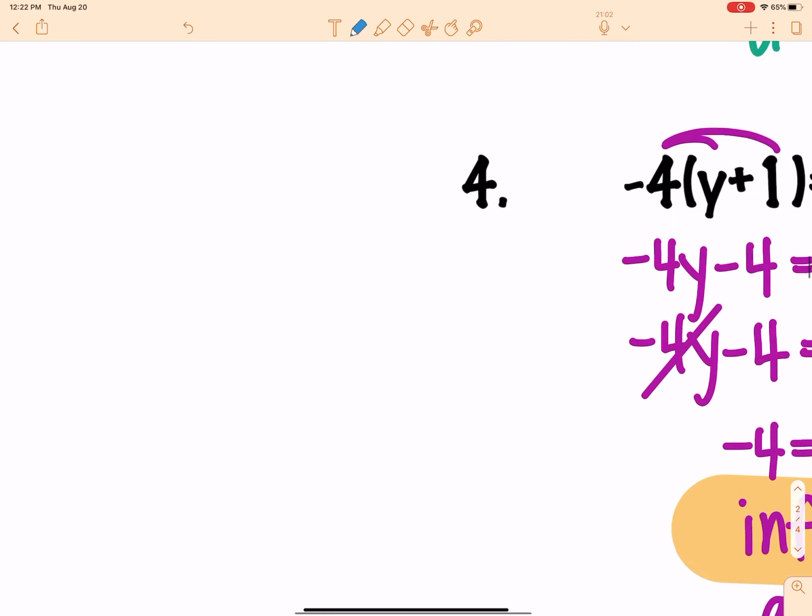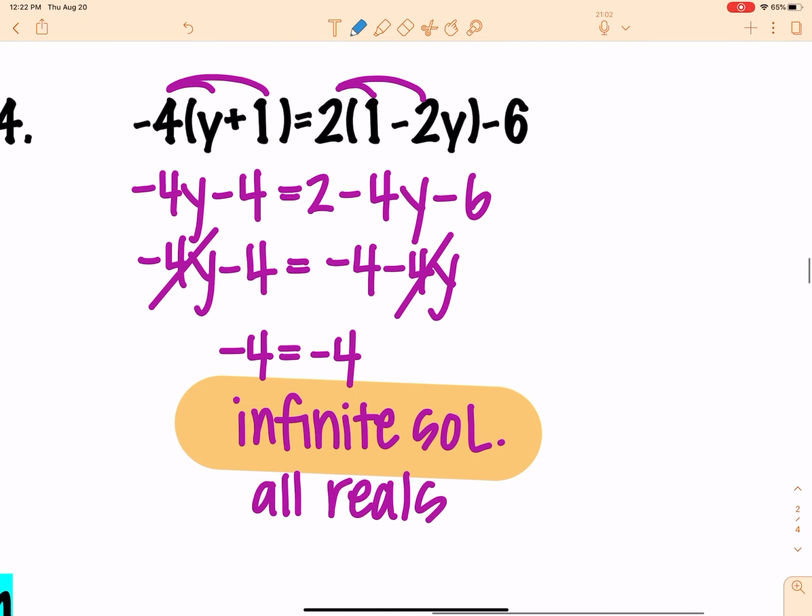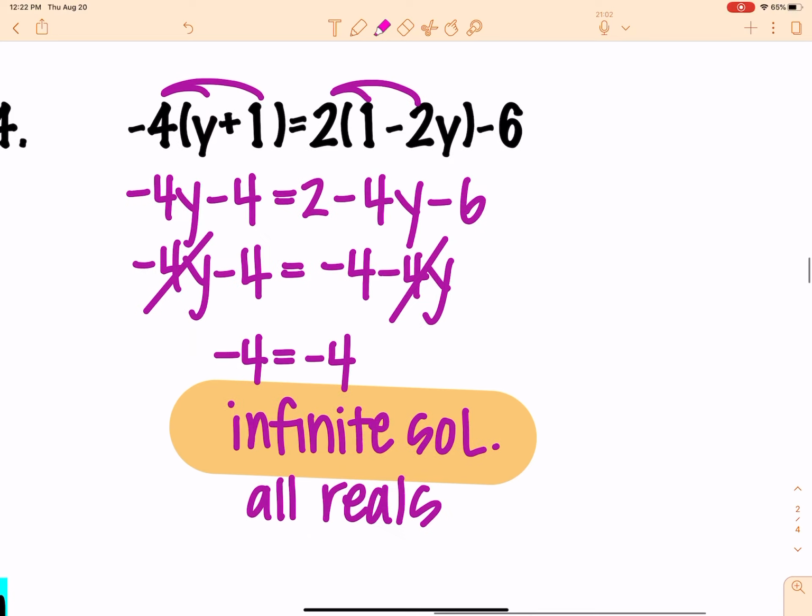All right, number 4, this is the one of infinite solutions. As you saw here, the variables canceled out and you got a true statement such as -4 equals -4. And then you would say infinite solutions, so any number. If you plug in any number in the world into y at the beginning, that would make this statement true. So anything works. So you say infinite solutions are all real numbers, same idea.